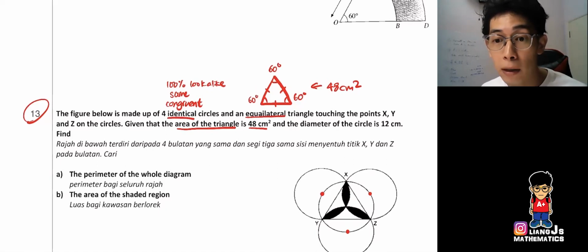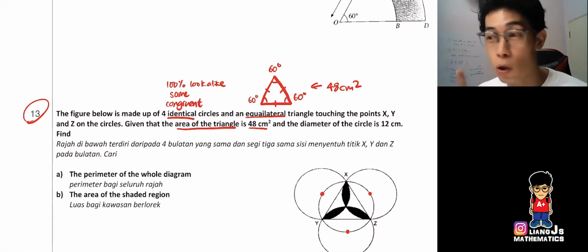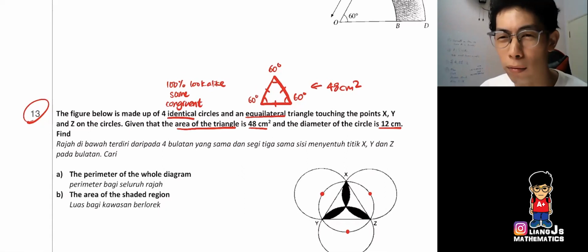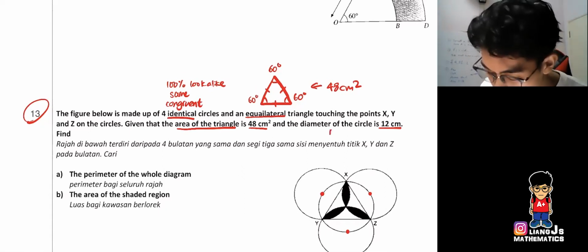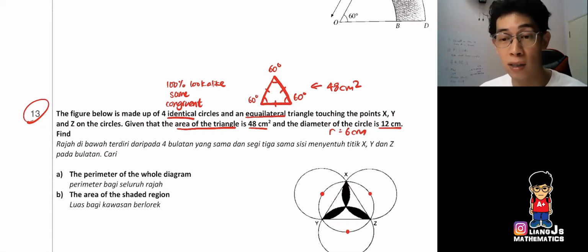Then the diameter, be careful, because in Mandarin class I did it wrongly just now. The diameter of the circle is 12 cm. I want the radius, right? So radius equals 6 cm. So I know my radius is 6 cm, so I put it there. Okay, radius 6 cm. Moreover, 4 identical circles, everything 6 cm.